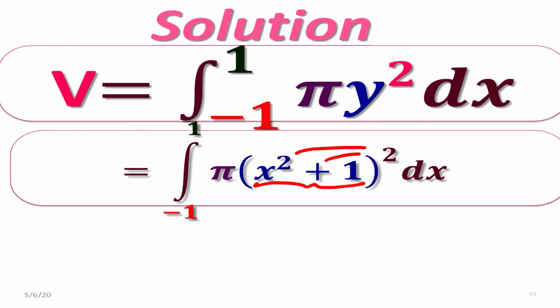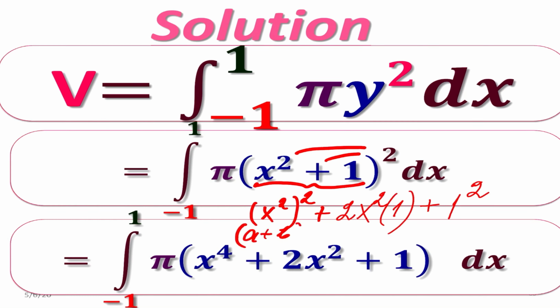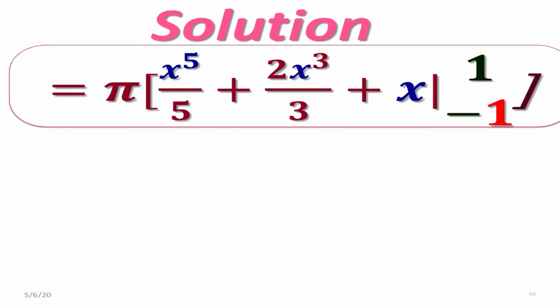So we want to distribute these brackets. Remember, the pi is just a constant and we are going to keep it in the integral, so it becomes x squared plus twice 2x squared times 1 plus 1 squared, which is 1. So it simplifies to x to the fourth plus 2x squared plus 1. Now we are going to pull out pi outside of the brackets.